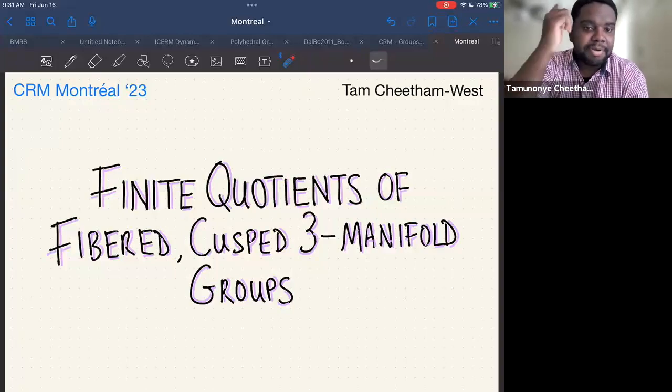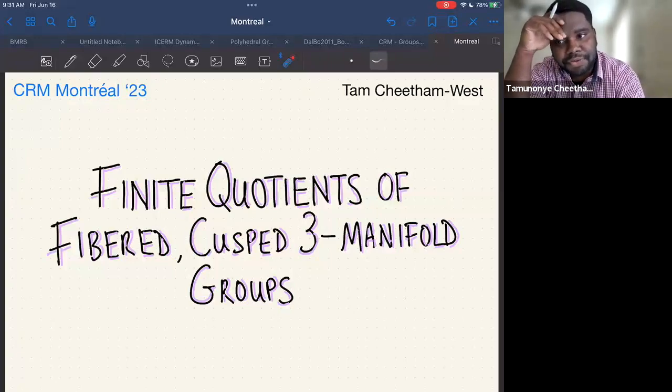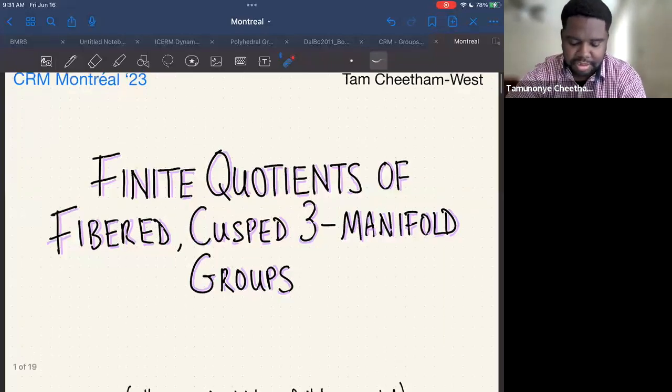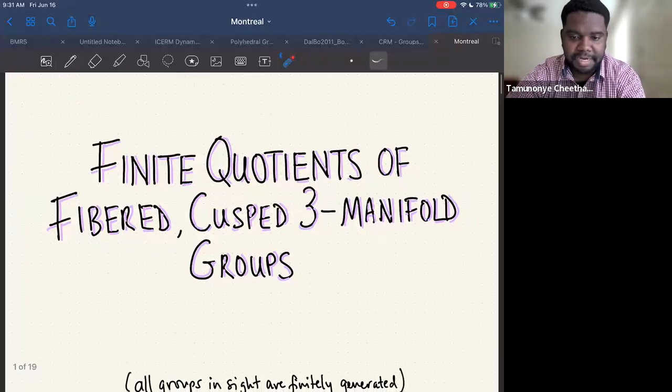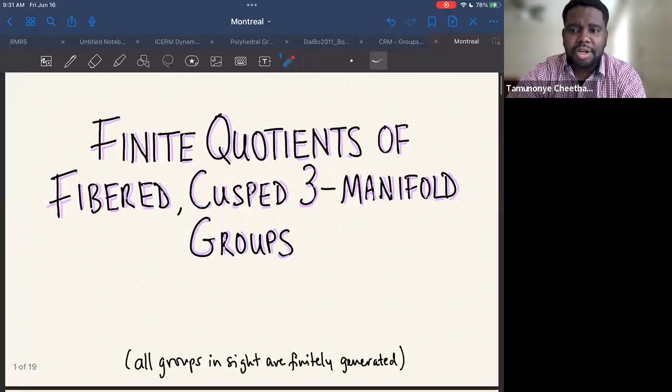So I'm going to be talking about questions about profinite rigidity for three manifolds. Almost always, in fact, all groups inside are going to be finitely generated. And the other thing I want to say: please feel free to interrupt with questions as you have them.